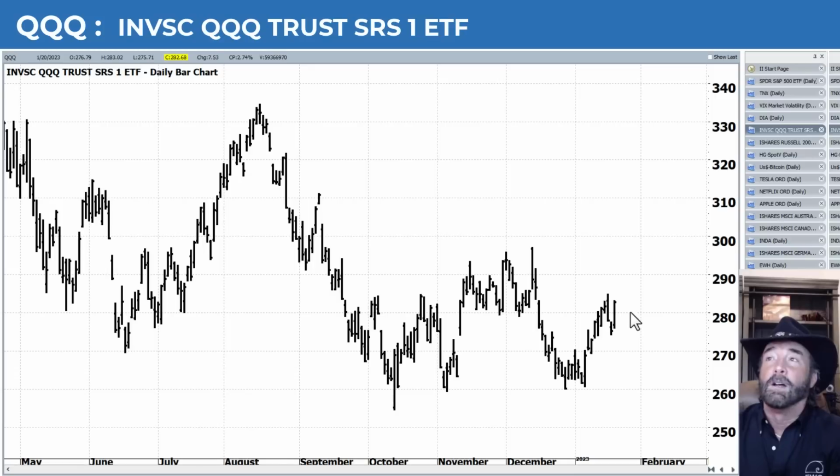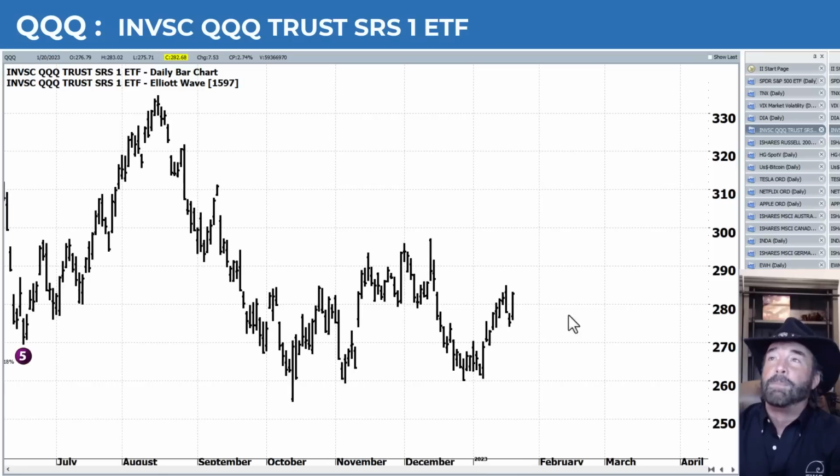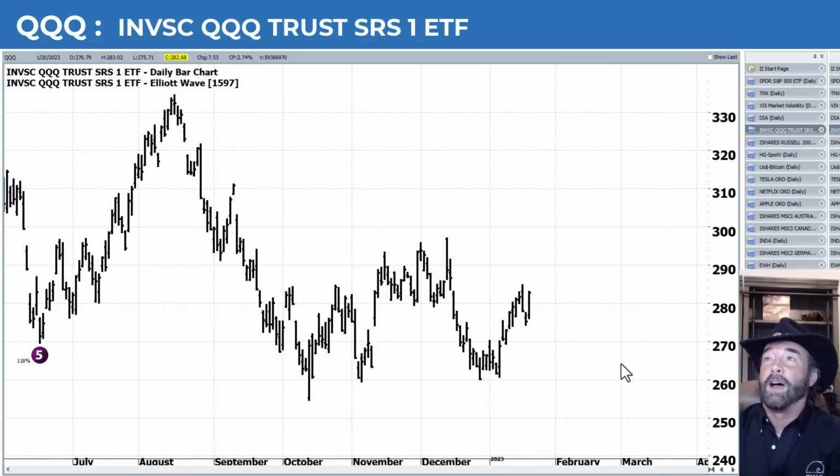And then looking at the Qs, we've been talking about how the Qs had performed so poorly that when the market does settle down and start to move back to the upside, the greatest potential gains are going to be found there in the Qs. They were hit hardest on the way down. They're going to have the greatest potential for moves back to the upside, and we held this area here at 260.